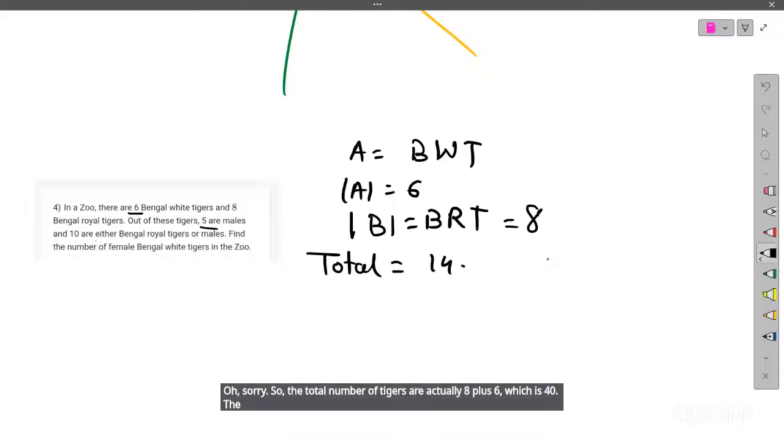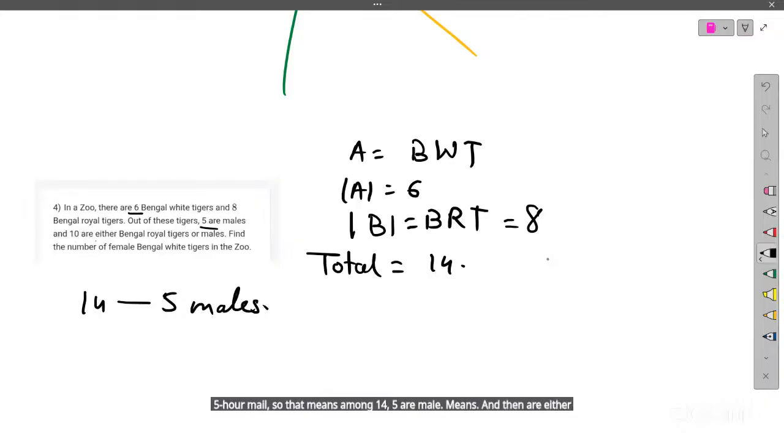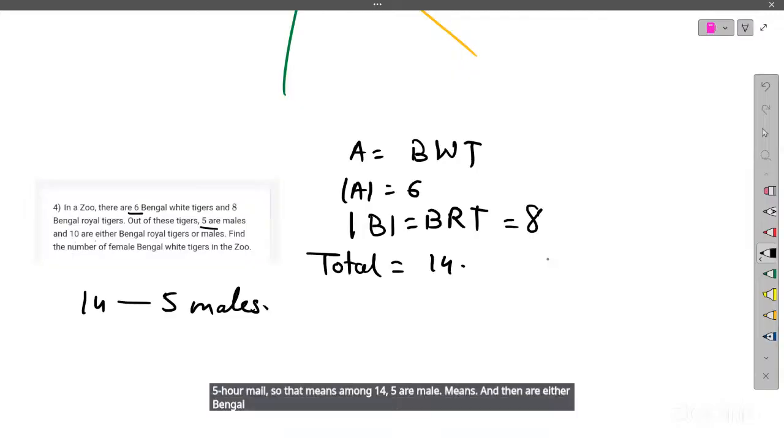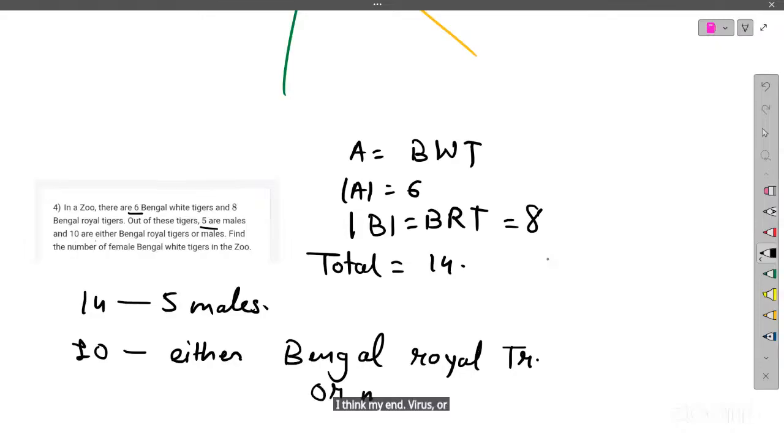The other information given to us is that out of these tigers, 5 are males. So that means among 14, 5 are males, and 10 are either Bengal royal tigers or males, right? So that means among them, 10 are either Bengal royal tigers or male.